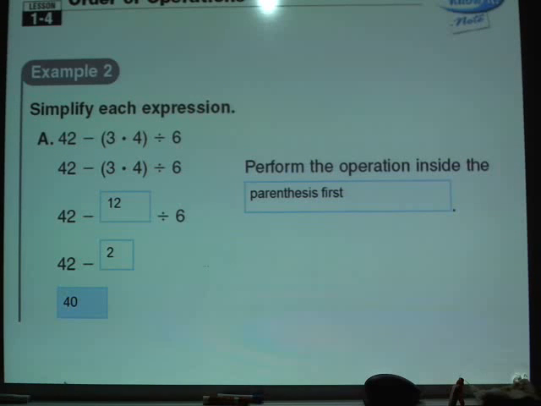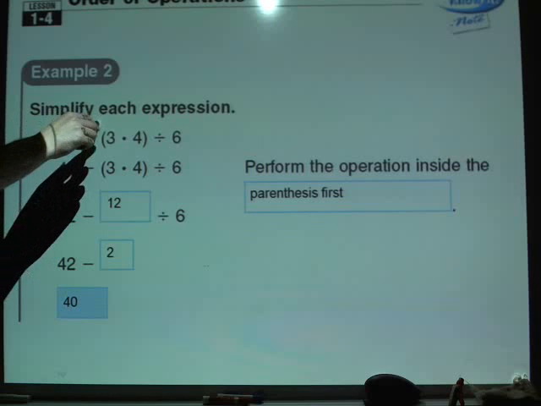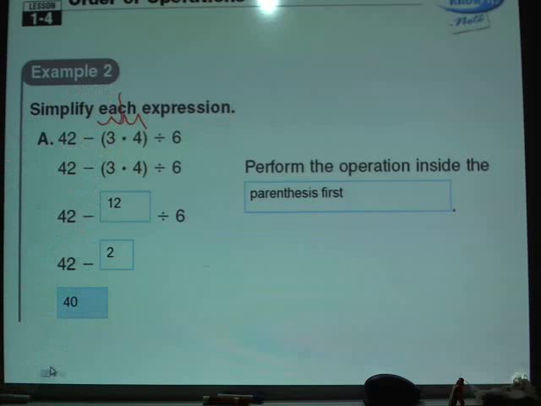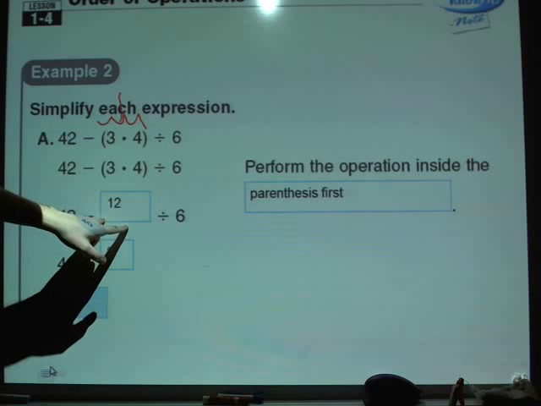Now in example 2, they start to throw the parentheses at us. So now we have 42 minus 3 times 4, with 3 times 4 in parentheses, divided by 6. The first step in order of operations says I want to tackle parentheses first. So the first thing I'm going to do is deal with this 3 times 4 that's in parentheses. 3 times 4 is, of course, going to change into 12. So as you can see, we drop down here, and that middle changes into 12.